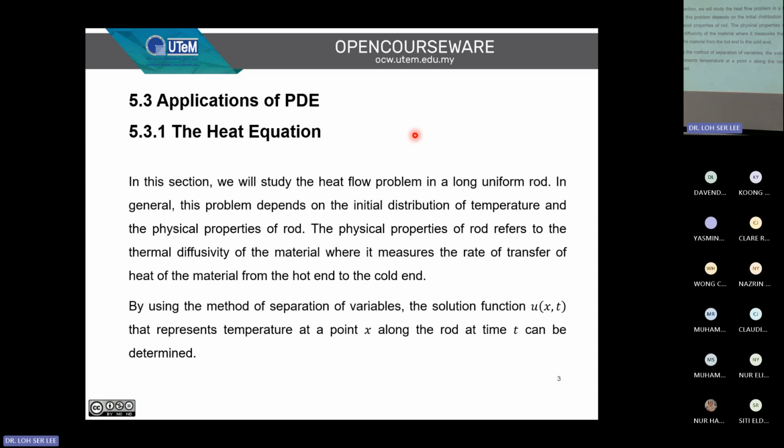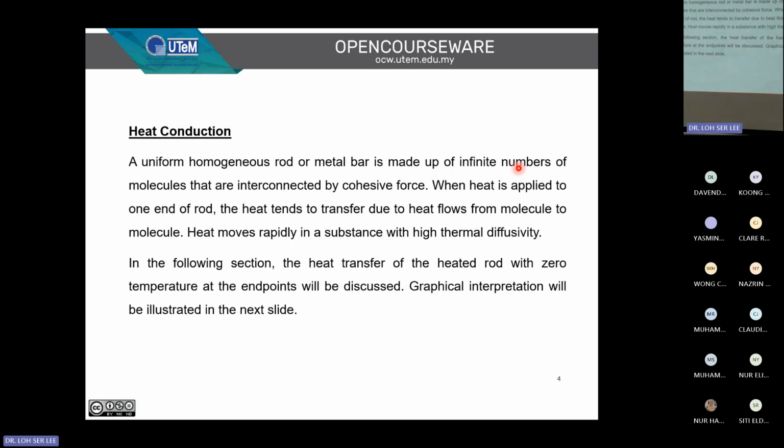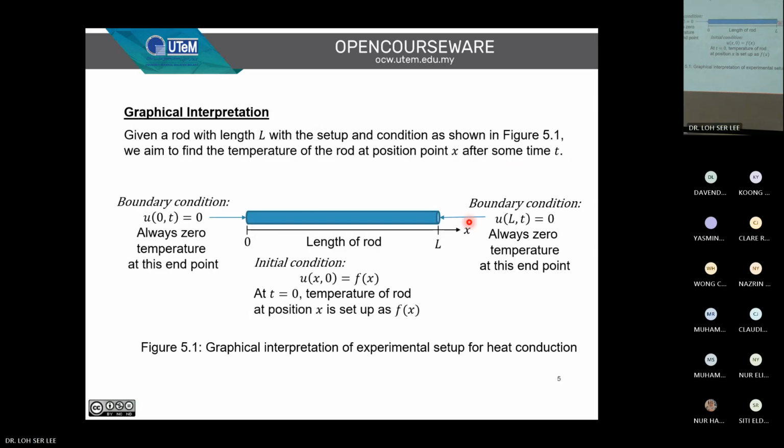Okay, next one, we look at the application of PDE. We start from the heat equation. Today we look at the heat equation. In this section, we will study the heat flow problem in a long uniform rod. This is a long uniform rod, and these are the boundary conditions. You see the boundary conditions are always 0.